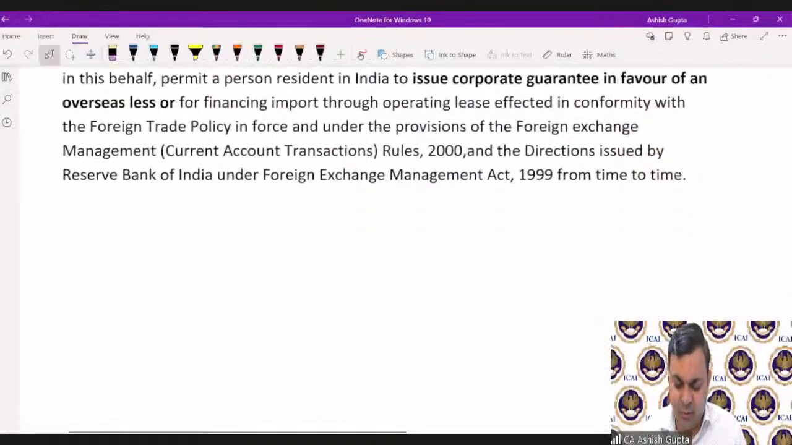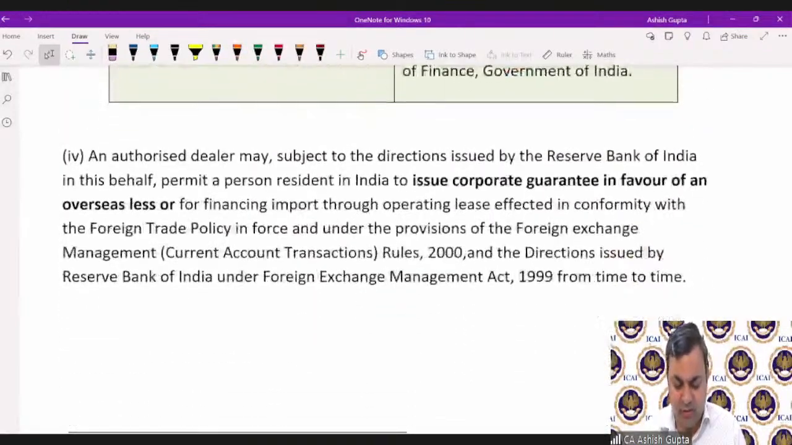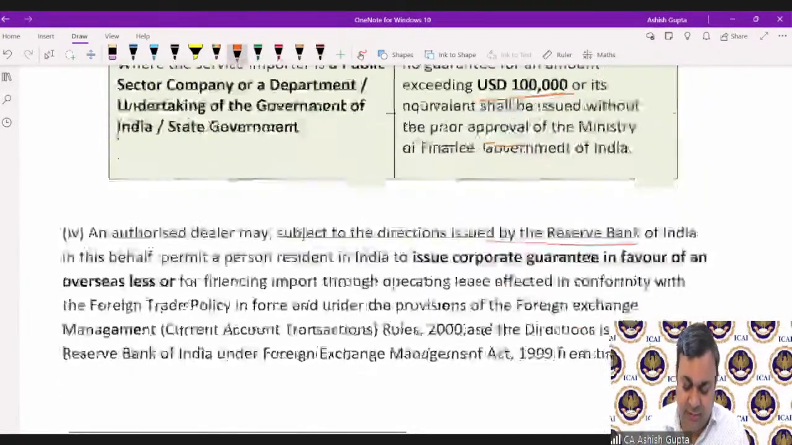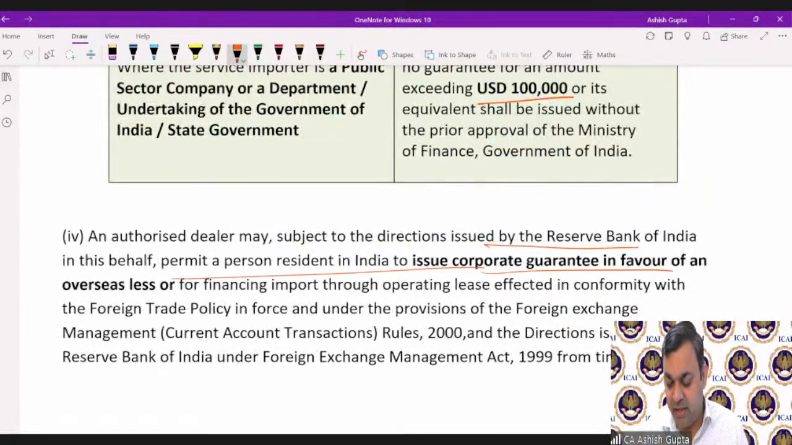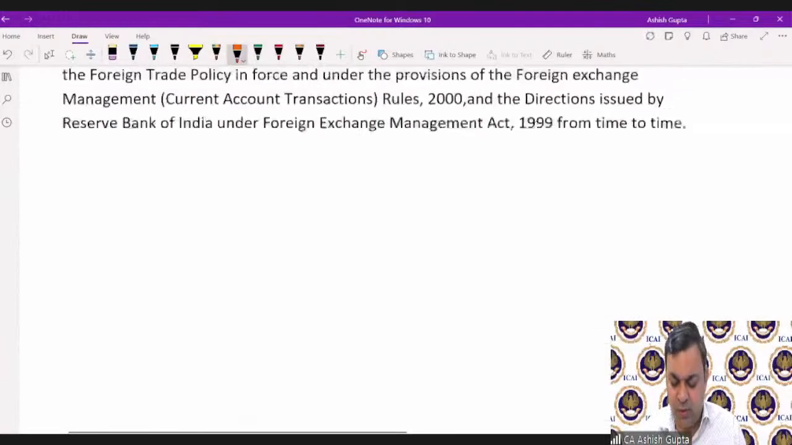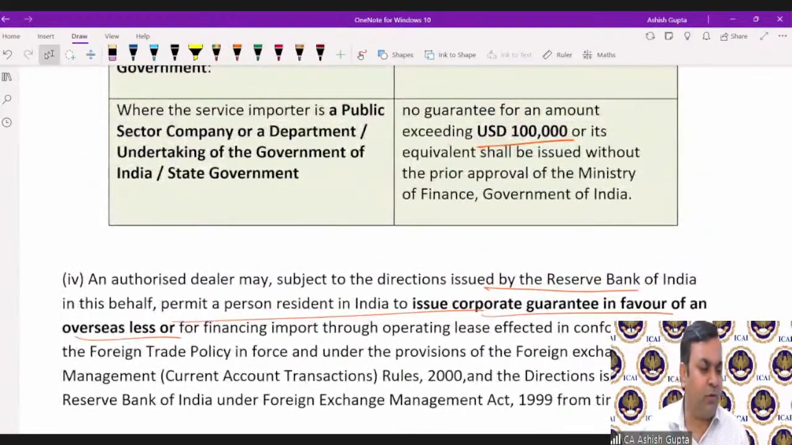So this is the overall concept: an authorized dealer may, subject to the directions issued by the Reserve Bank of India in this behalf, permit a PRI to issue a corporate guarantee in favor of an overseas entity. So that is the overall concept of import of goods and services.